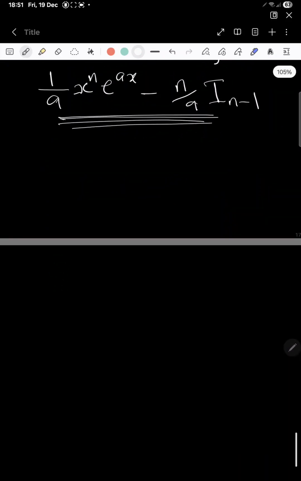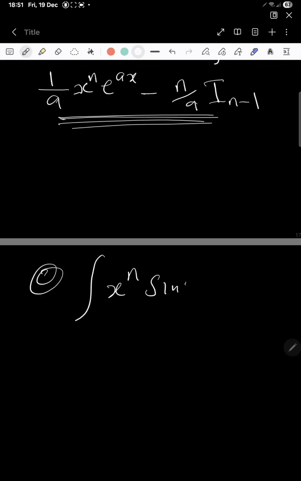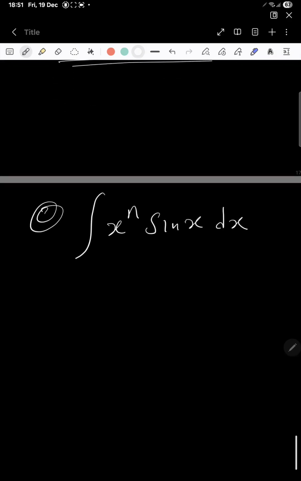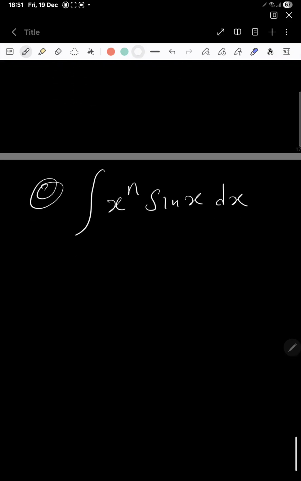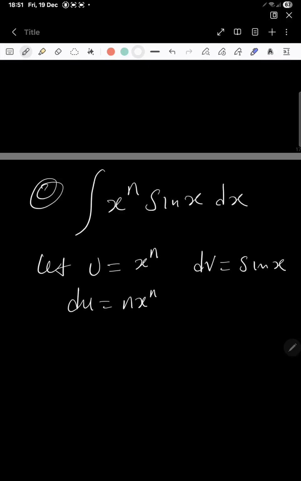The third form of reduction is where we are deriving the formula for x to the power n sine of x dx. Remember, we are saying that deriving the formulas, we are still using by parts. So we are going to say let u be equal to x to the power n and dv be equal to sine x. Then from here we get du. Our du is nx to power n minus 1. Then for us to get v, we just need to integrate sine x, which is going to give us negative cos x.